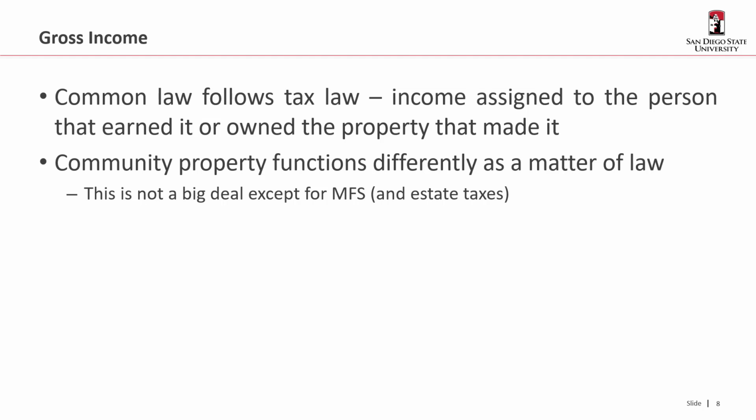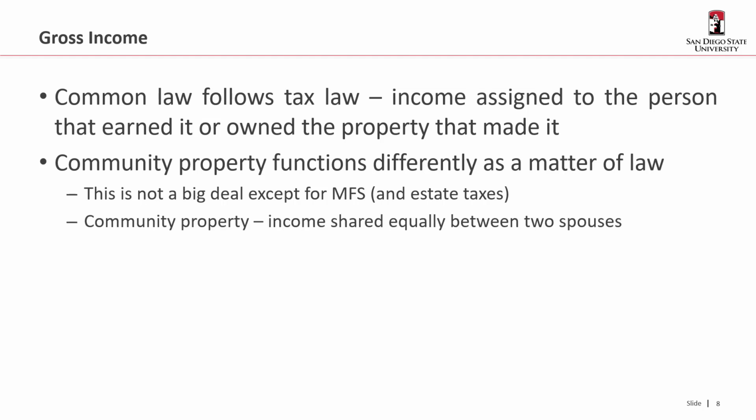That's simply not true with married filing separate, where the source of the income really starts to matter. So in a community property state, income is shared equally between two spouses. That's the general rule. So if you go out and you make $100,000 and your spouse doesn't work at all, technically the income is shared 50-50 between the two spouses. That's how community property states work. And that's income earned by the efforts of either spouse.